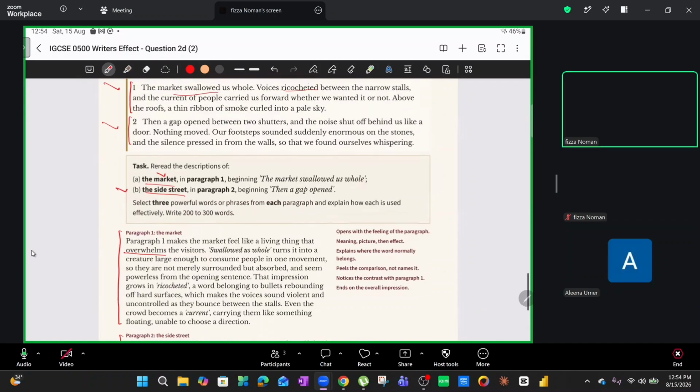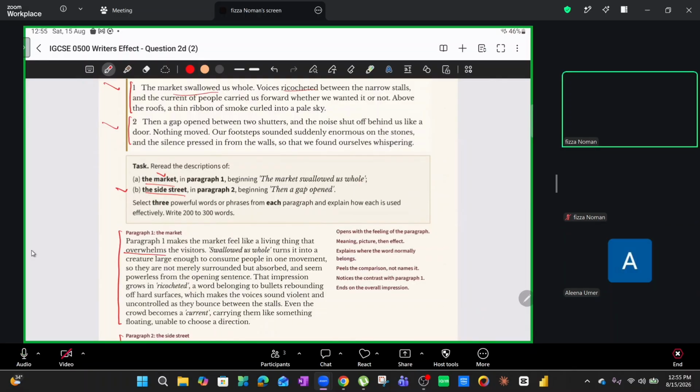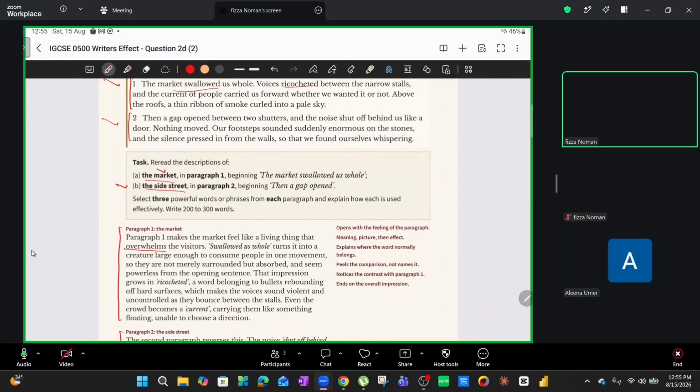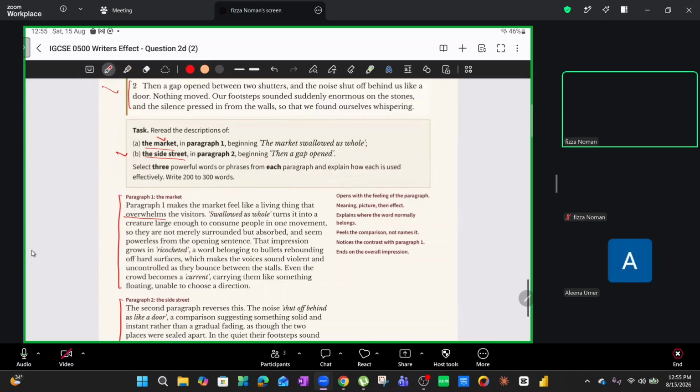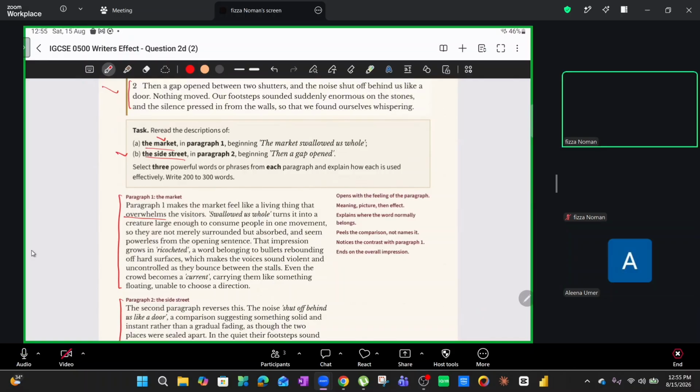And then lastly, current of people. What does current immediately make us think of? Water, right? Like waves. Yeah. So it seems like they are literally floating. There is no direction. So even the crowd becomes a current carrying them like something floating, unable to choose a direction. They are simply going with the flow. They just keep walking, here and there, back and forth. Isn't that the case, beta? Yes. Do we understand, Alina? Yes. Good to go? Yes.